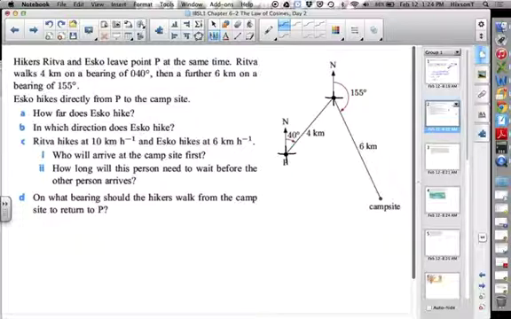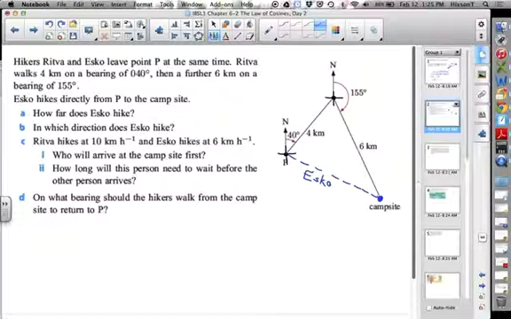Now Esco went straight from the beginning to the campsite. So this was Esco's route. We know that it was less than 10 kilometers. So yeah, I'd rather be Esco. Maybe there was something really nice to look at up here, but who knows?